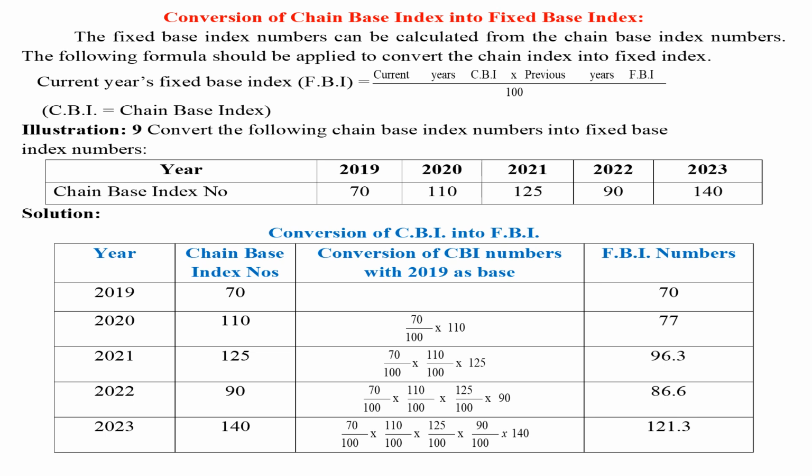4 columns table should be prepared. In first 2 columns the data as given in illustration should be recorded. Third column is for calculation for conversion index number. In the second row of the third column, current year into previous year by 100. In the third row, 70 into 110 into 125 by 100 into 100. In the fourth row, 70 into 110 into 125 into 90 by 100 into 100 into 100. The calculated values should be recorded in the last column.